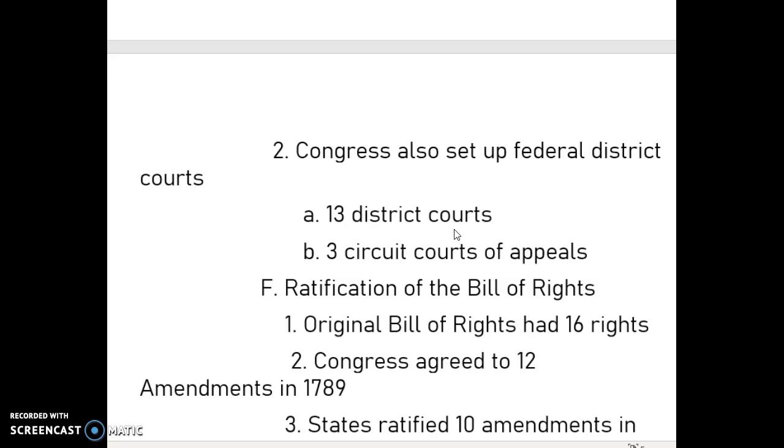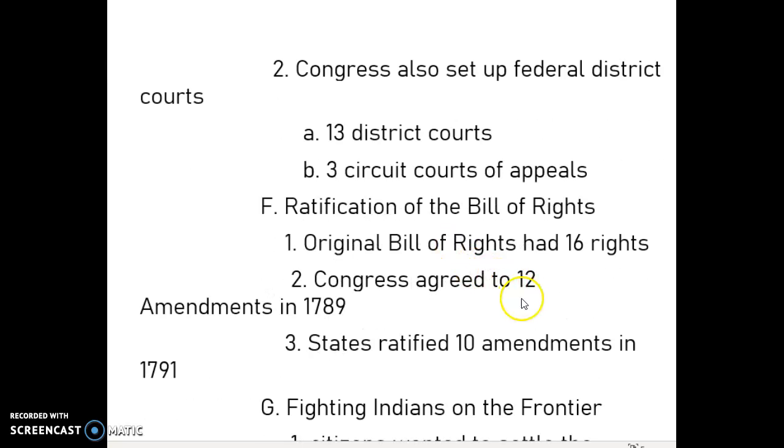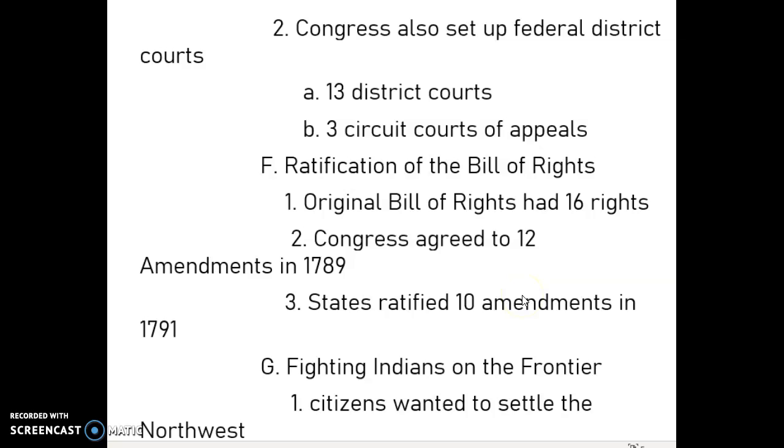Now, when you file an appeal, it does not allow you to introduce new evidence. You have to file the appeal based on the claim that your constitutional rights, the court procedure was somehow prejudiced against you. Those are the grounds that you have the ability to appeal on. So these 3 circuit courts of appeals were there to hear initial appeals before it got up to the Supreme Court. The other thing that the Congress did underneath George Washington was ratify the Bill of Rights.